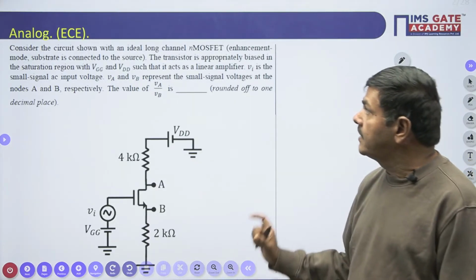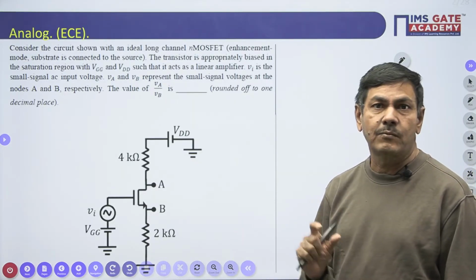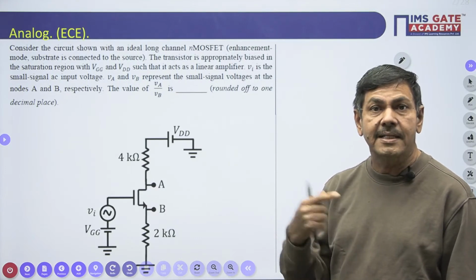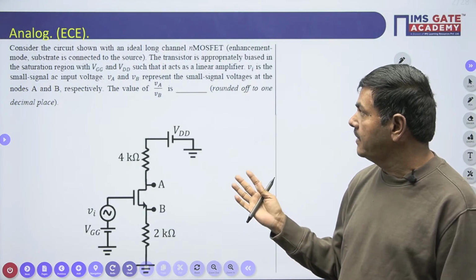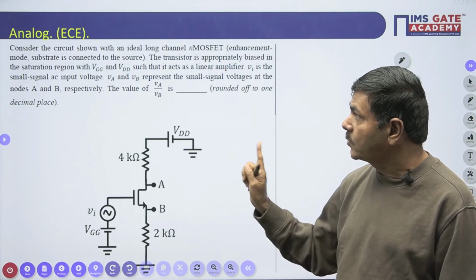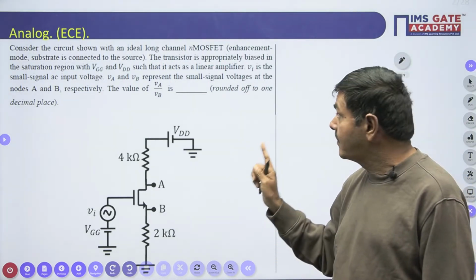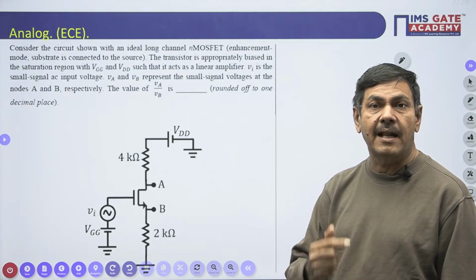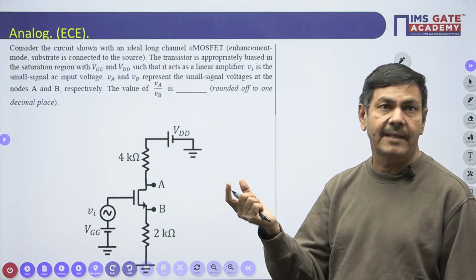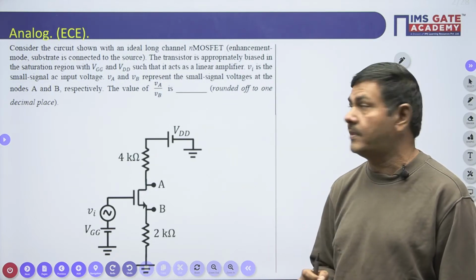But what is given in the problem? Initially you must understand what is given in the problem and what it is asking. That is also very important. You should not start solving directly. First you have to read the problem, because VA by VB is to be calculated under DC analysis or under AC analysis. That you must understand at first.